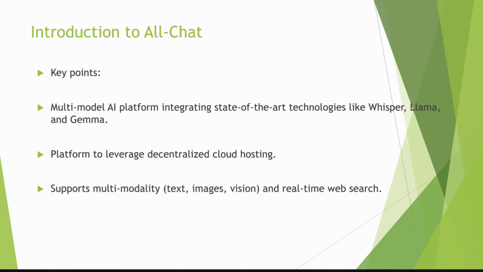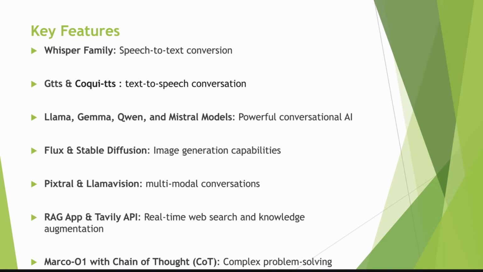Okay, so the key features that I want to discuss: it has the Whisper Family, which enables speech-to-text conversation and voice interaction with the models. It also supports gTTS and Kokoro TTS for text-to-speech conversion. It also supports voice cloning, but due to some potential ethical risks that is disabled. It uses all open source models like Llama, Gemma, the Qwen family and Mistral, which are the most powerful models. It supports image generation via tool calling of the API model, but that is for now disabled.